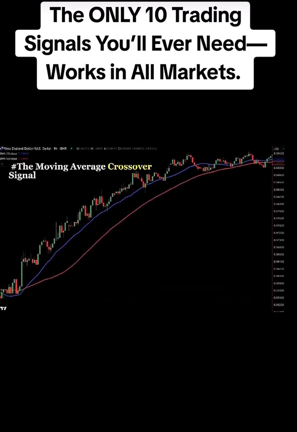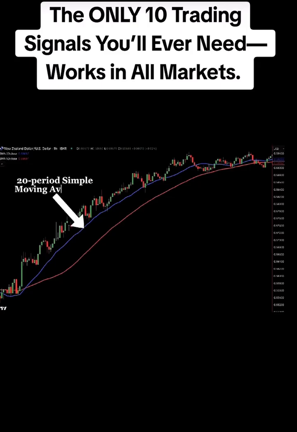Next up, the moving average crossover signal. In this strategy, we use the 20-period simple moving average and the 50-period simple moving average to identify trend reversals and trading opportunities. Let's look at the first example. When the 20 simple moving average crosses above the 50 simple moving average, it gives us a buy signal.